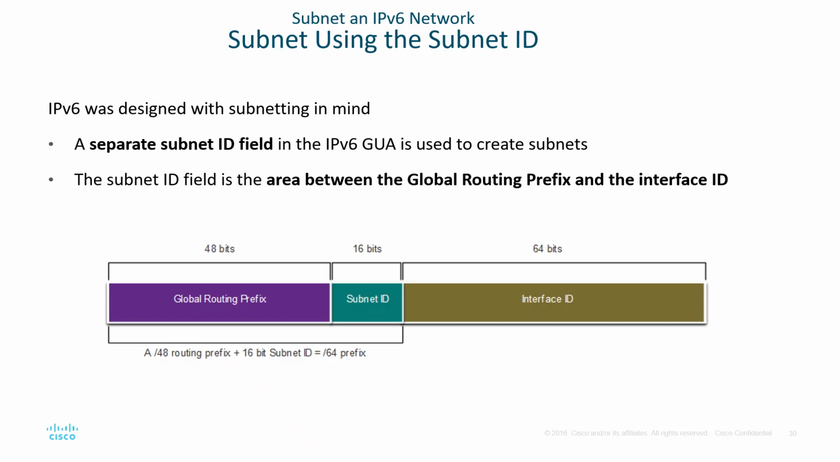Okay, if you're going to subnet, you see the first 48 bits is the global routing prefix. The next 16 bits is the subnet ID, and still the last 64 become the interface ID. So if you were to take a /48 and add the 16 bits, it would still be the prefix of 64. So when you splay this all out, this subnet ID is the 4th hextet.